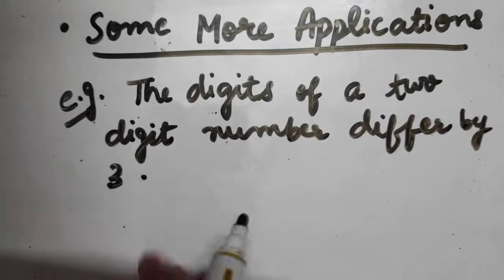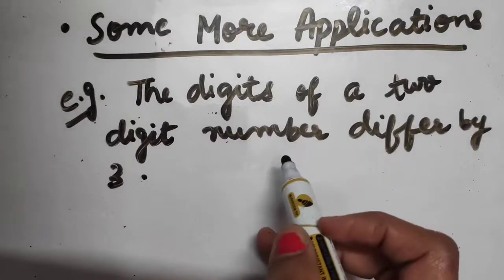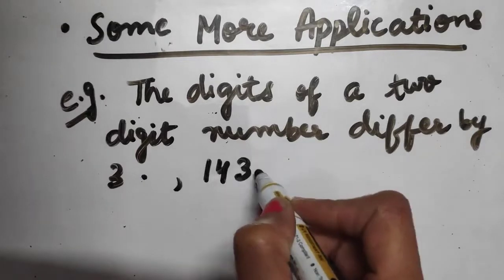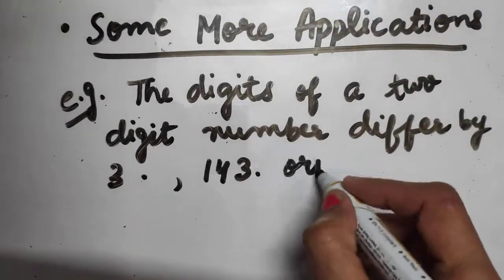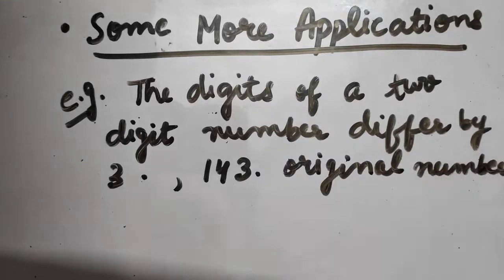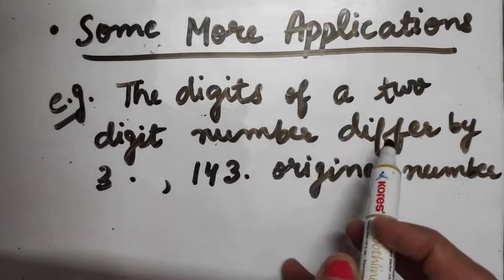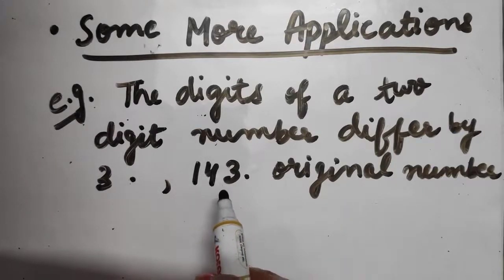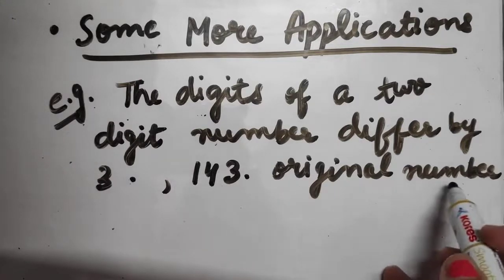If I interchange the digits and the resulting number is added to the original number, we get 143. What can be the original number? We are supposed to find the original number. I am repeating the question. The digits of a 2-digit number differ by 3. If the digits are interchanged and the resulting number is added to the original number, we get 143. What can be the original number?